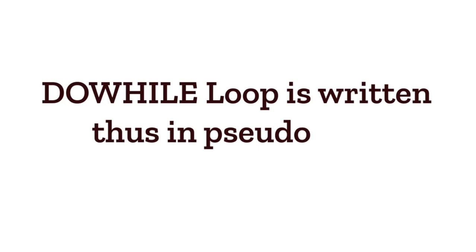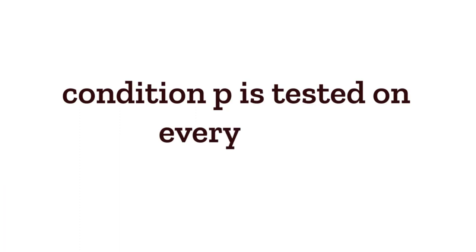The do-while loop is written thus in code. Do while condition P is true. Statements to be repeated here. ENDDO. The logical condition P is tested on every pass.